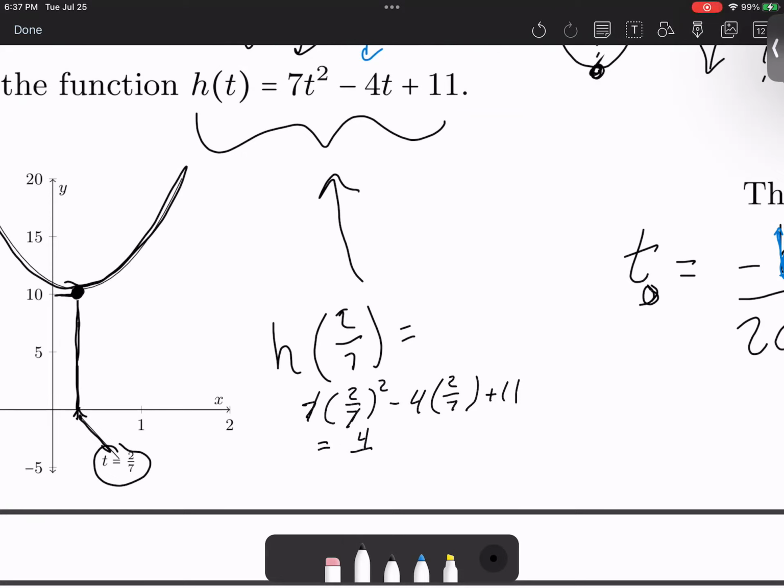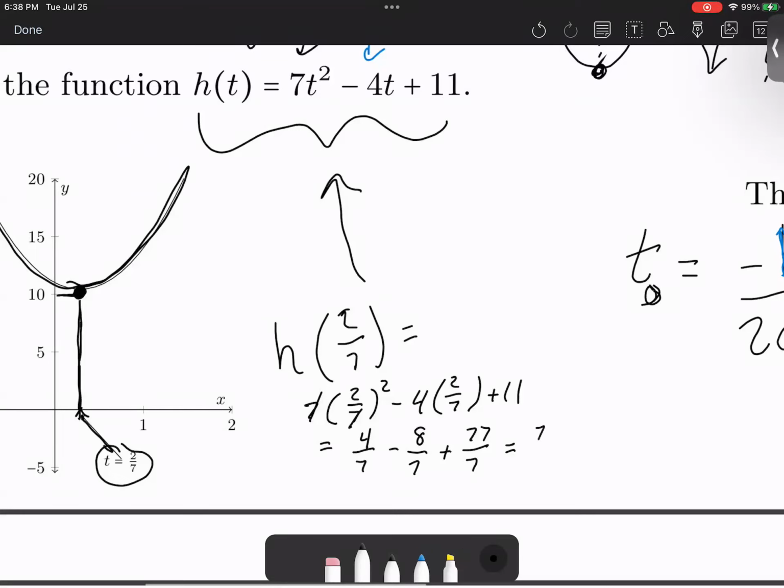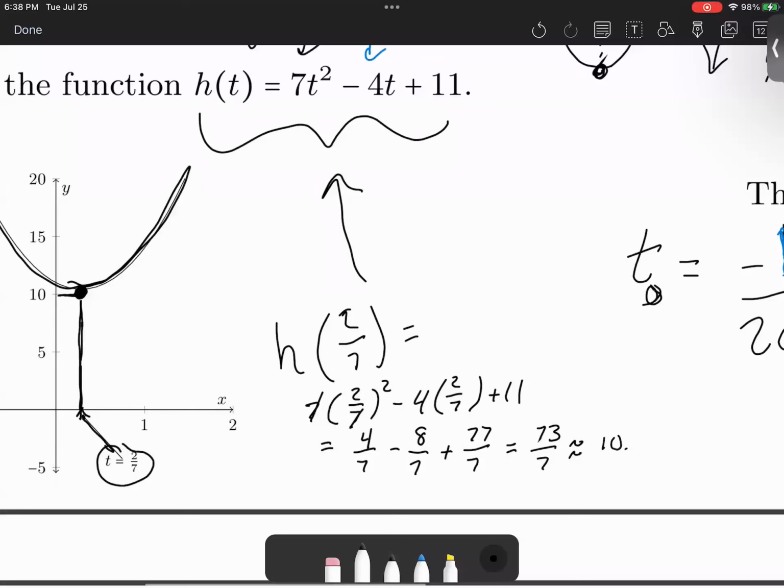We end up with a 4 over 7 minus an 8 over 7 plus a 77 over 7. So 77 minus 8 is 69. Oh, wait, no. 77 minus 8 is, oh, no, that's right, 69. And then if I add 4 to that, that brings me to 73/7, which if we find a decimal approximation to that, is about 10.43.